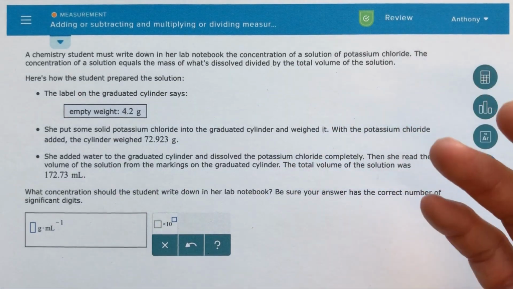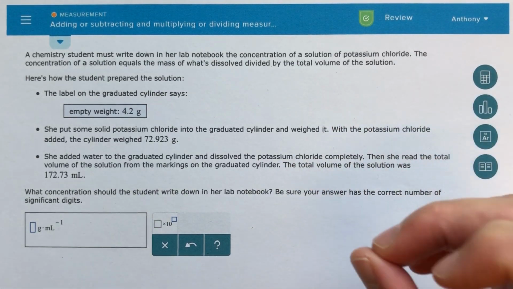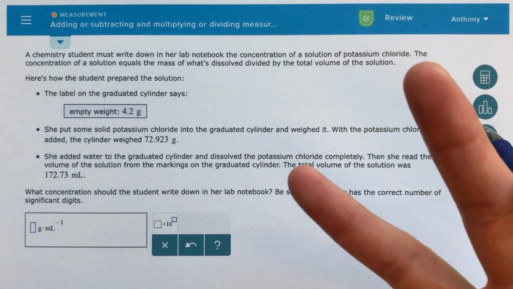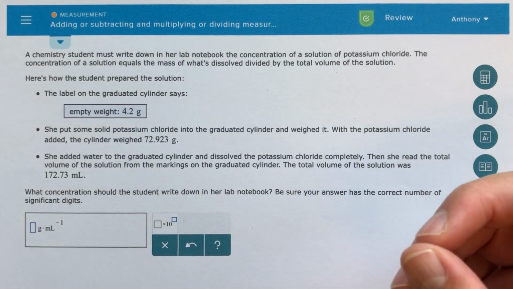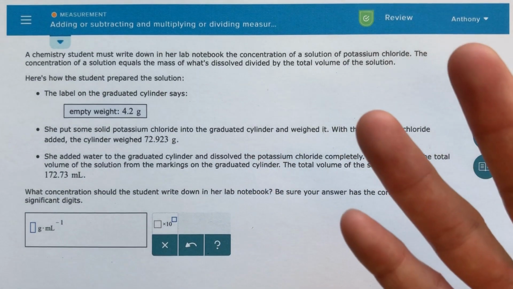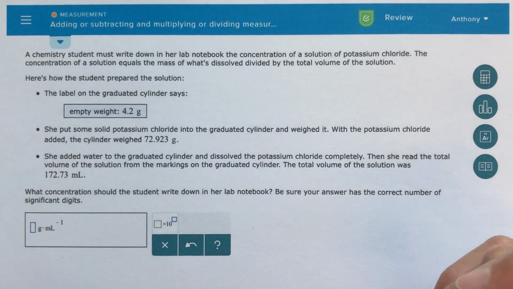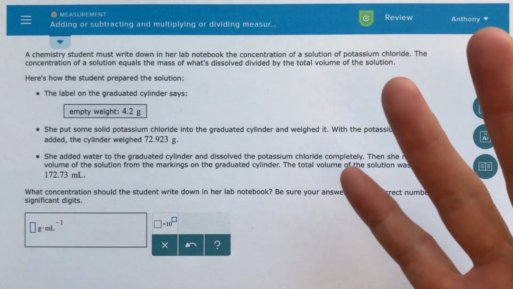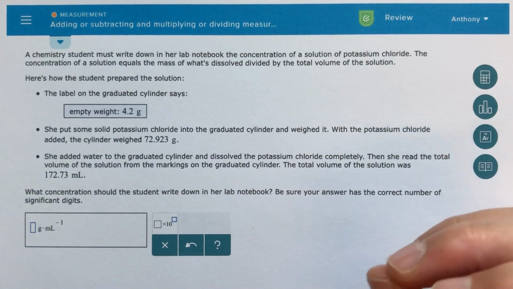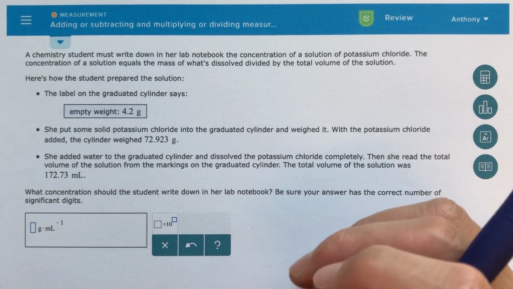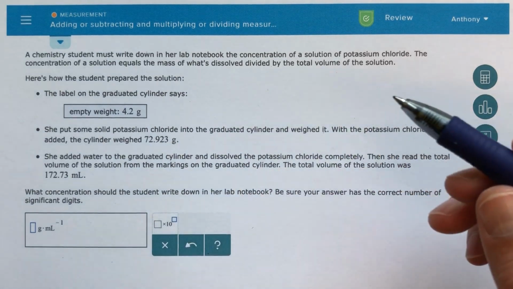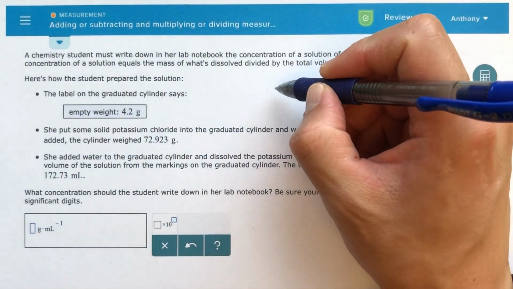And then what it's asking us to figure out is the grams per milliliter for that solution. How many grams of potassium chloride are in every milliliter of our solution? We would assume that it's a homogeneous mixture, but let's go ahead and do this. And then of course, obviously we want to figure out what the correct number of sig figs are. So in this problem, the first thing that I would do is probably just draw a little picture.